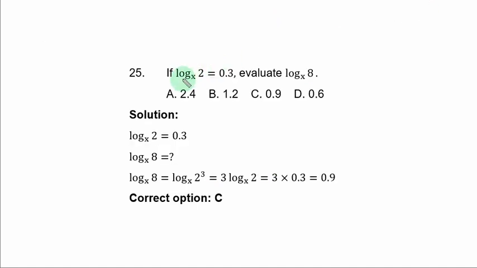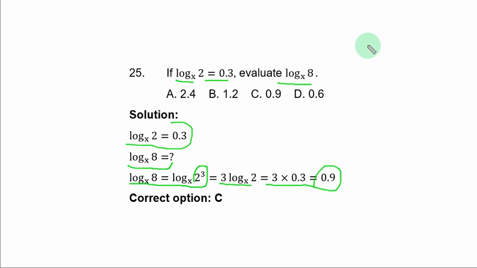Question 25. If log 2 base s is equal to 0.3, evaluate log 8 base s. So you have log 2 base s equal to this, then log 8 base s equal to unknown. We can simplify log 8 base s to get log 2 base s. So you express 8 as 2 cubed. By the power law of logarithm, the power 3 is allowed to multiply the log in this form. Now log 2 base s is 0.3. Therefore 3 log 2 base s is equal to 3 times 0.3, and that is 0.9. C is the correct option.